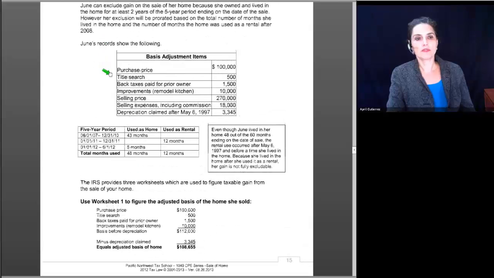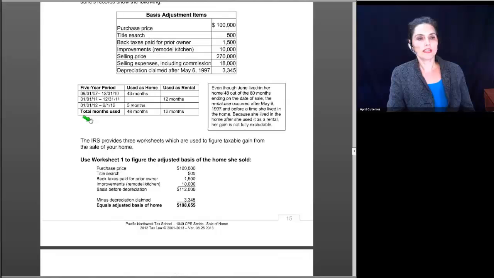So we're going to use June's records to show the following. We have a purchase price of $100,000. She paid title search of $500. She also paid back taxes for the prior owner when she bought it of $1,500, and these are all going to add to her basis. She also made improvements to the home costing $10,000, which is another addition to basis. She sold the home for $270,000, and she had selling expenses, including commission, of $18,000, and she had depreciation after May 6, 1997 of $3,345.